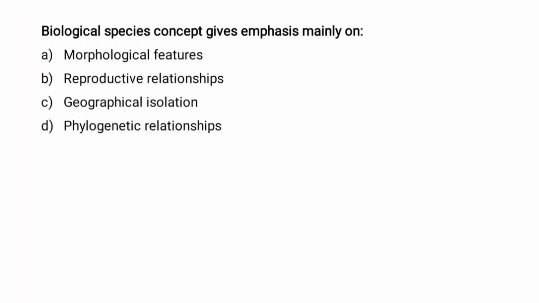According to that concept, a species' integrity is maintained by interbreeding within a species as well as by reproductive barriers between organisms in different species. So our correct option will be option B, which is reproductive relationship.